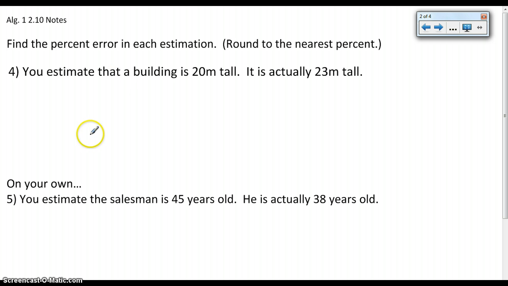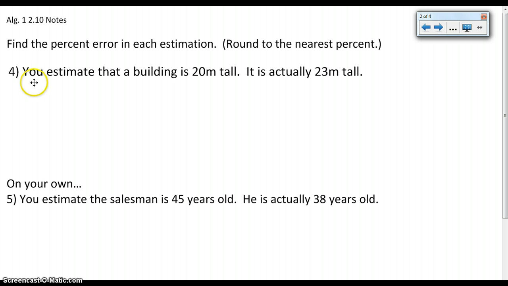Number 4. So for number 4 and 5, find the percent error in each estimation. So for number 4, you estimate that a building is 20 meters tall. It is actually 23 meters tall. So to solve these, we have to use absolute value signs, which means it just wants to know how far that number inside the absolute value signs is from 0.